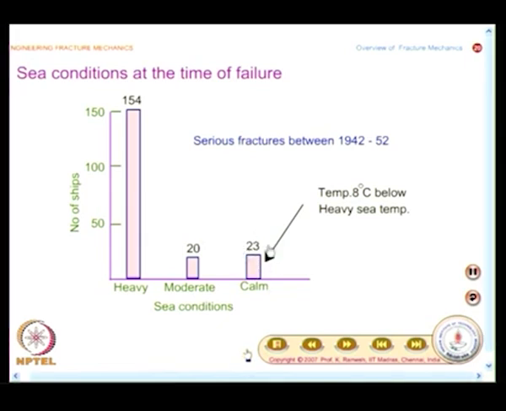That is what alerted the scientists to look critically at what had caused the failure. And if you find this, in this kind of situation, the temperature is 8 degrees centigrade below the heavy sea temperature. So, this all came about by looking critically at what caused the failure. From that data you are able to segregate and find out that even under calm sea conditions failure could happen, and it has happened.